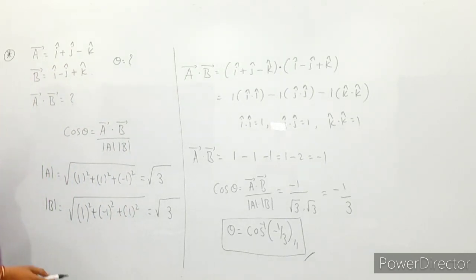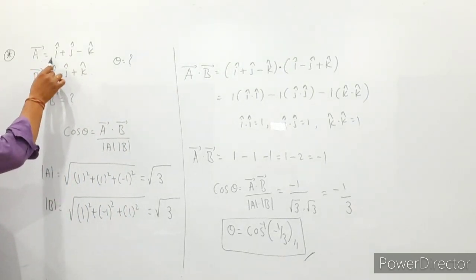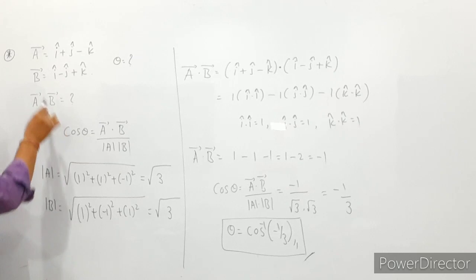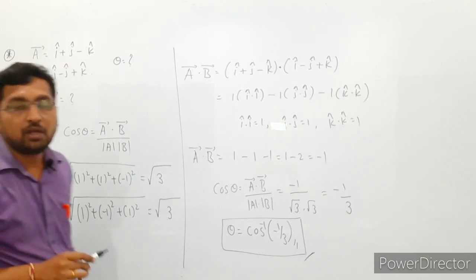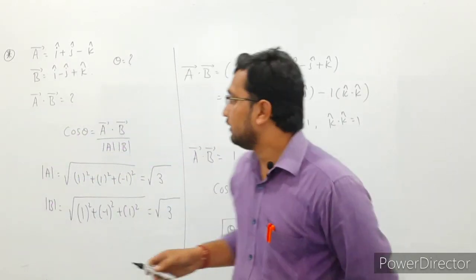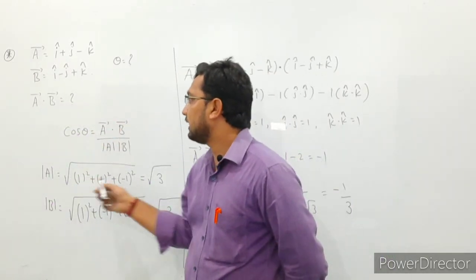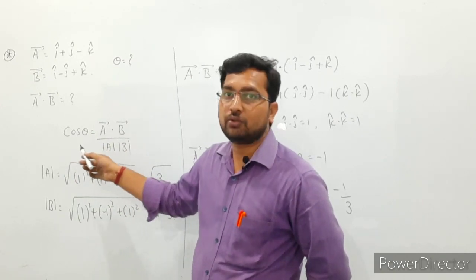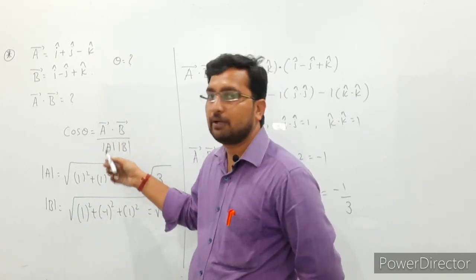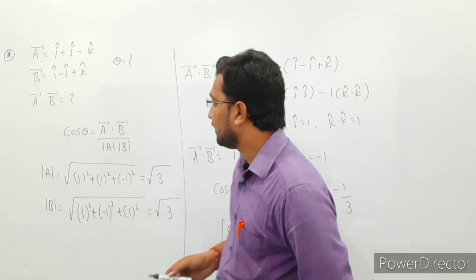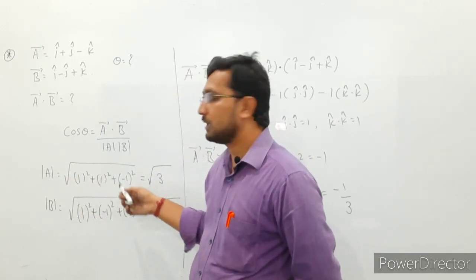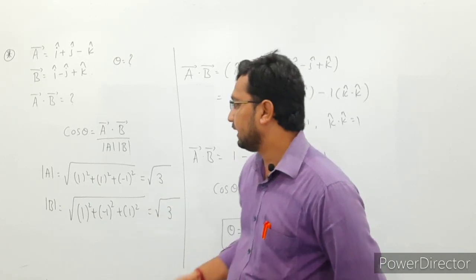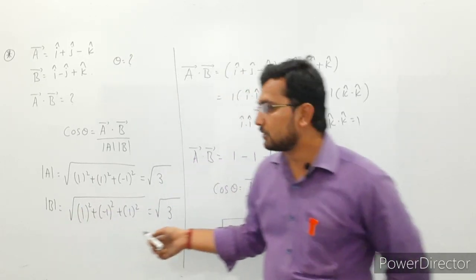Okay, so in this problem they have given two vectors: a vector is equal to i plus j minus k, b vector is i minus j plus k. Find out a dot b vector and the angle between these two vectors. The formula we use to find the angle is cos theta is equal to a vector dot b vector divided by magnitude of a into magnitude of b. The magnitude of a vector is under root of 1 square plus 1 square plus 1 square, so this value is root 3, and similarly the magnitude of b is also root 3.